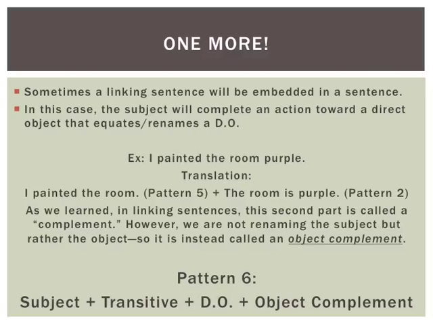So on the first side of things, we have the transitive sentence, I painted the room, right? The second part would be pattern 2. The room is purple, or the room is now purple. As we learned in a linking sentence, this second part is called a complement. However, we're not renaming the subject, but rather the object. So, instead of calling it a subject complement, it is now called an object complement. And so in our sentence, we have the subject, and the predicate would be a transitive verb, the direct object, and the object complement. See, not hard at all.